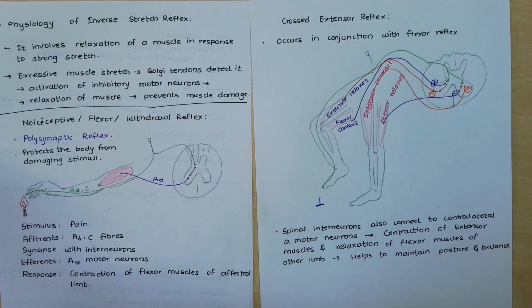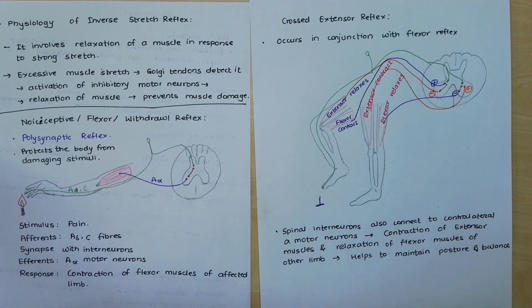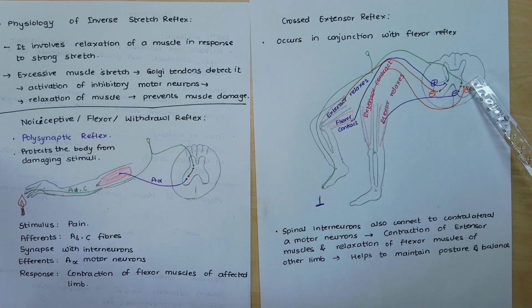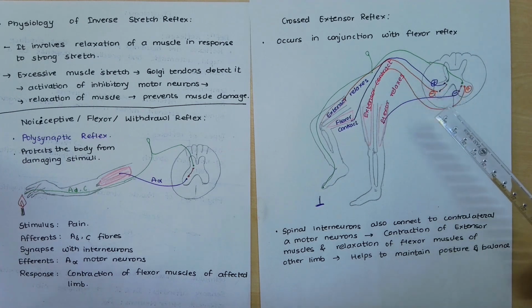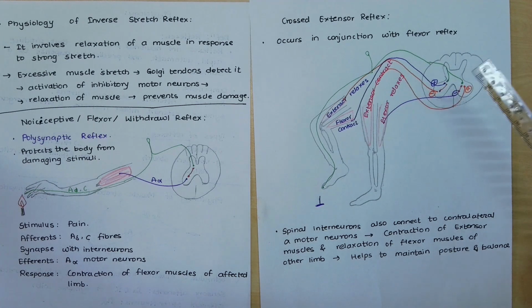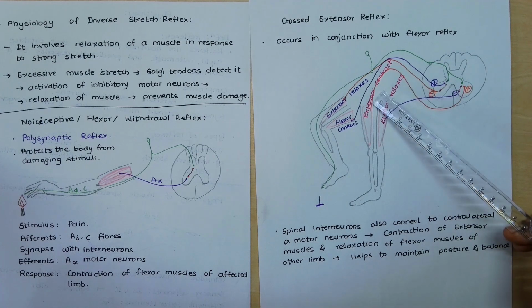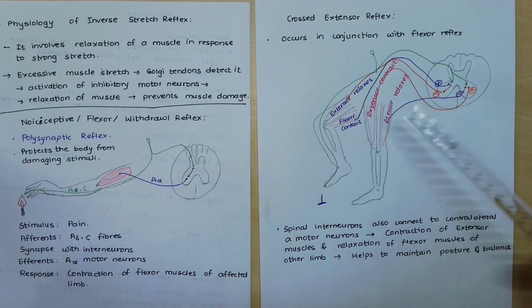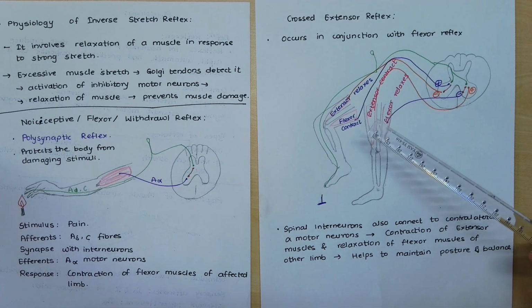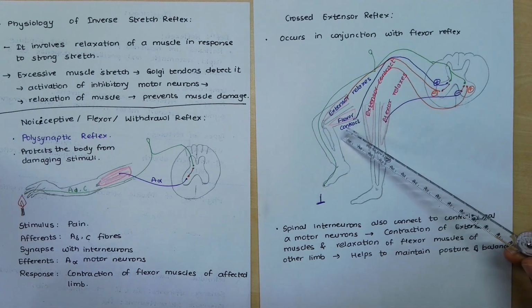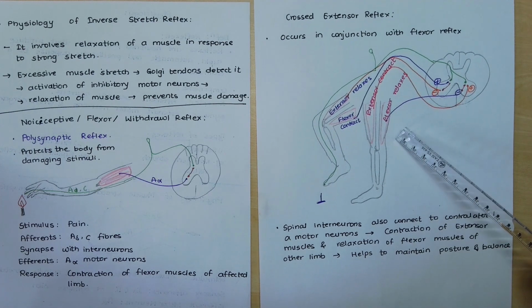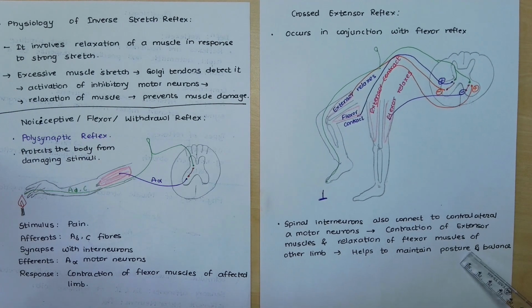What is cross-extensor reflex? It occurs in conjunction with the flexor reflex. So the spinal interneurons also connect with the contralateral alpha motor neurons. It leads to the contraction of the extensor muscles and relaxation of the flexor muscles. So when the affected limb is contracting, the other limb is helping to maintain the posture and the balance.